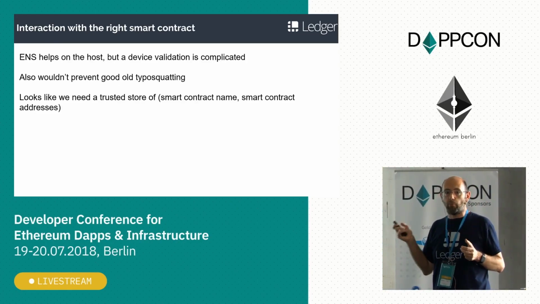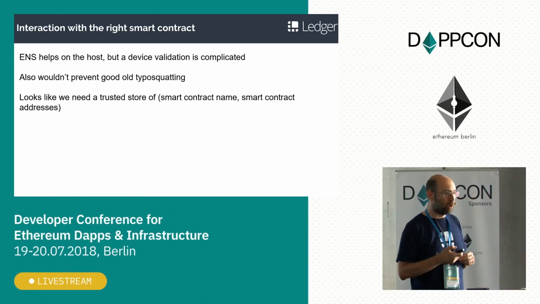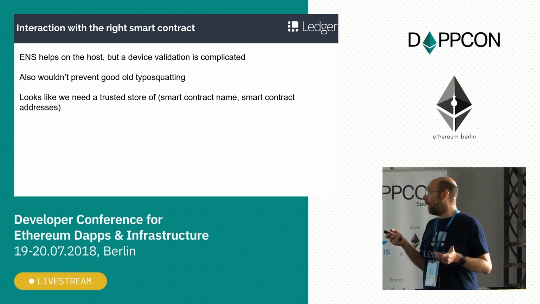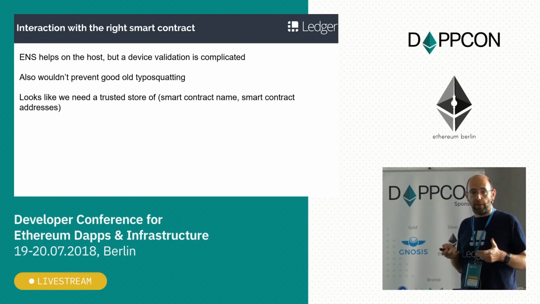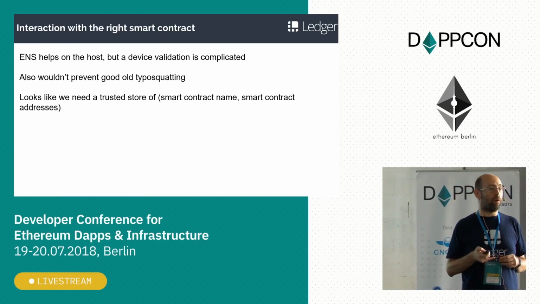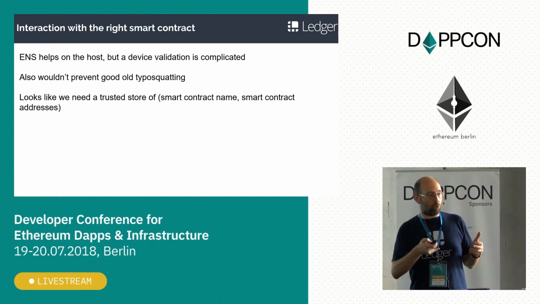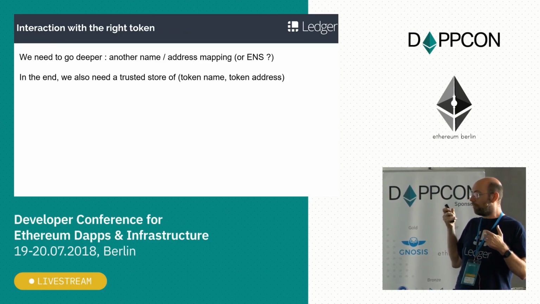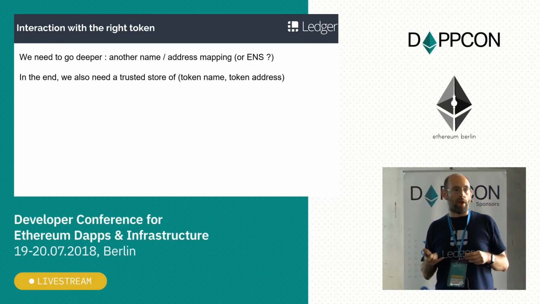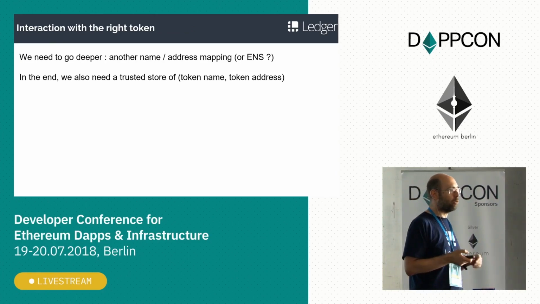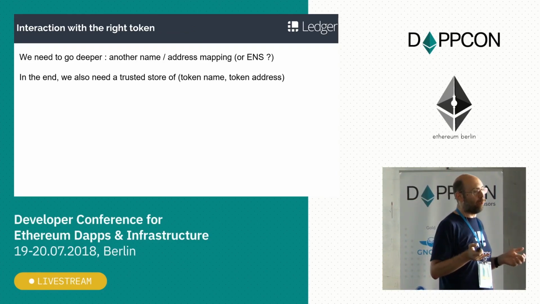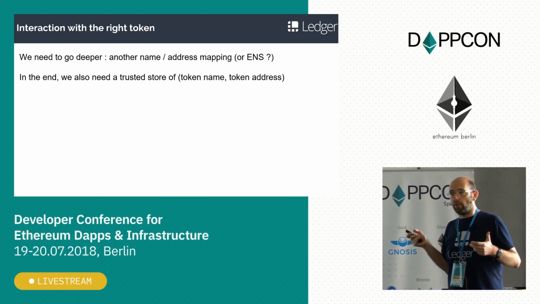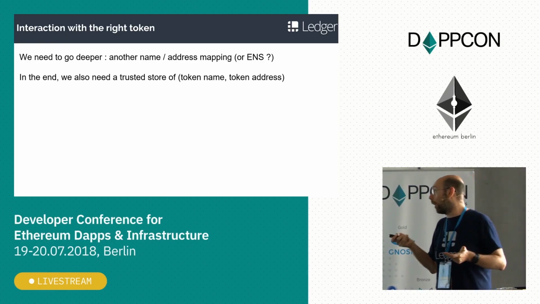Verifying that you're interacting with the right smart contract: ENS helps on the host, but on the device, it doesn't help much if you don't have this registered origin either. And it couldn't prevent typosquatting. That's something that people have been exploiting on regular desktop applications as well. So that's good, but not enough if we want to properly protect the users. Now, if we want to interact with tokens, we have kind of the same problem. We need to verify that the token name is matching the right contract address for this token. We could have a trusted store as well, but then we have again a centralized problem, and how can we solve that?